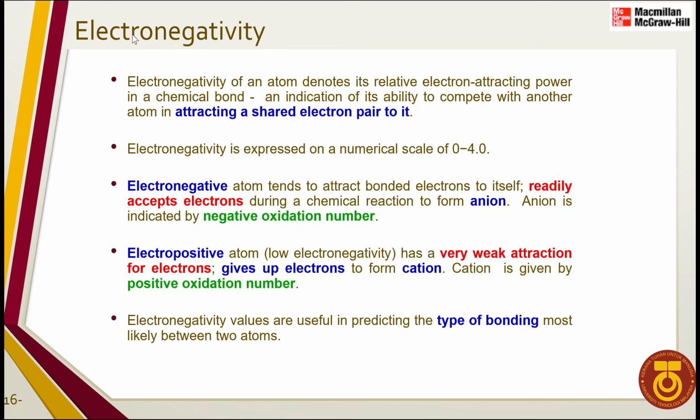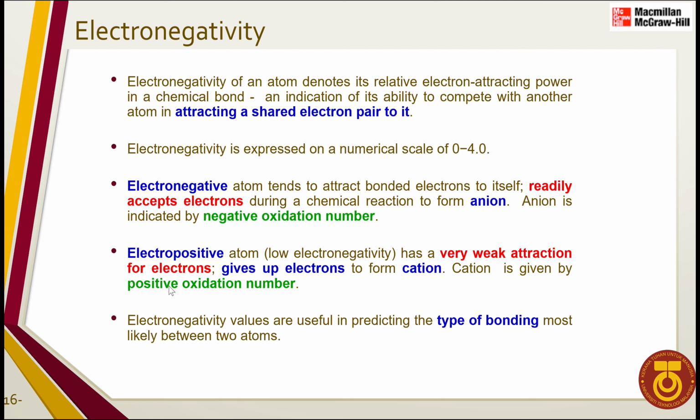Okay, for electronegativity, we can express it in terms of a numerical scale, for instance from 0 to 4. From left to right of the periodic table, the electronegativity will increase. When we compare an electropositive atom and an electronegative atom, the electropositive atom is the one having low electronegativity, and it gives up electrons to form a cation. That means the atom loses the electron to become positively charged.